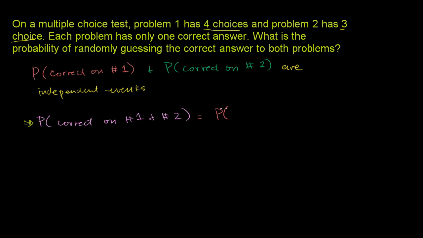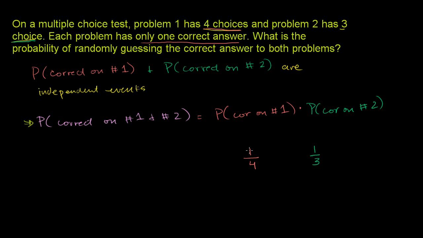But it's going to be the probability of correct on number 1 times the probability of being correct on number 2. Now, what are each of these probabilities? On number 1, there are 4 choices, so 4 possible outcomes, and only one of them is going to be correct. So the probability of being correct on problem 1 is 1/4. Problem number 2 has 3 choices, so there are 3 possible outcomes, and only one is correct. So the probability of correct on number 2 is 1/3.